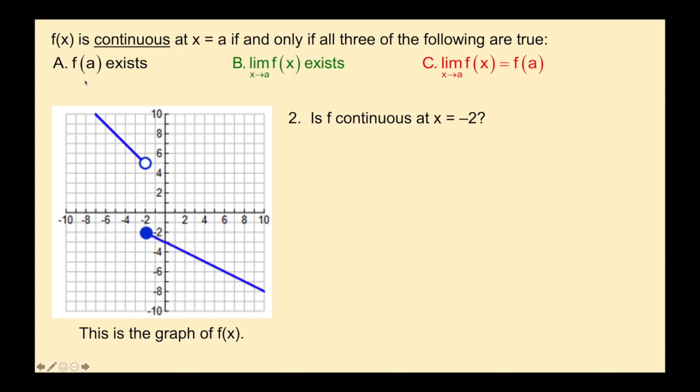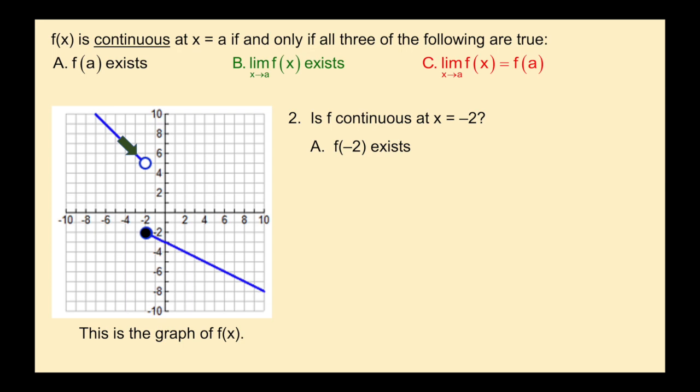For number 2, it's the same graph, but now I'm looking at -2. So first of all, when it says f of A exists, we're looking at f of -2 and we're thinking, could we evaluate it there? Well, I have 2 points that I'm looking at, and the one that's filled in is where I would evaluate that because it's actually graphed there. So that answer would be -2, but it does exist.